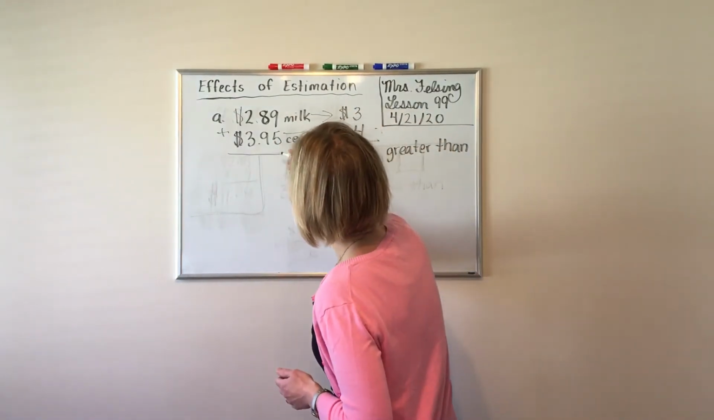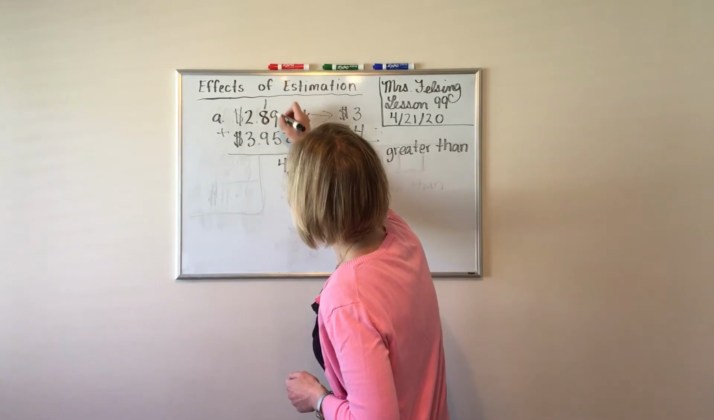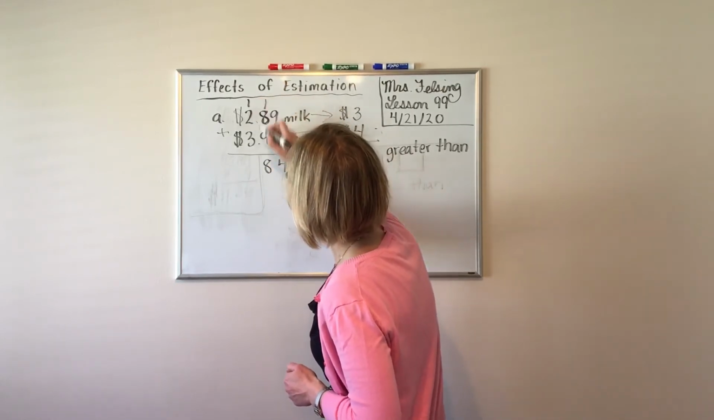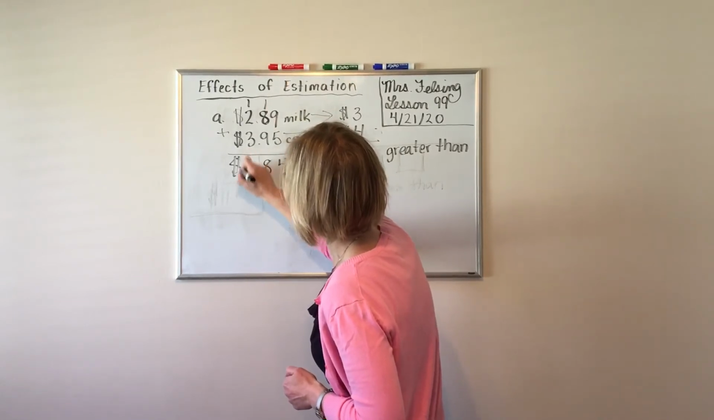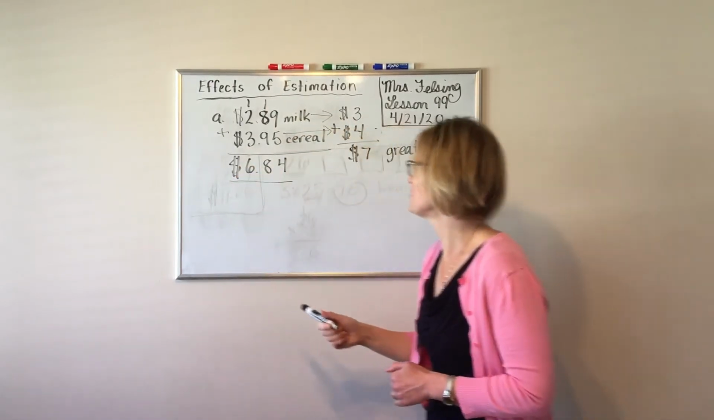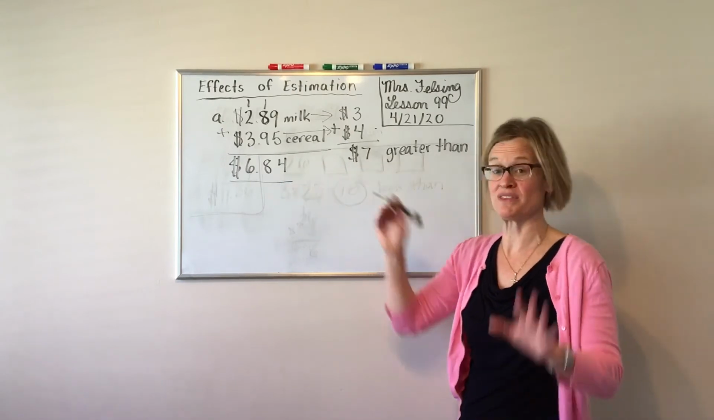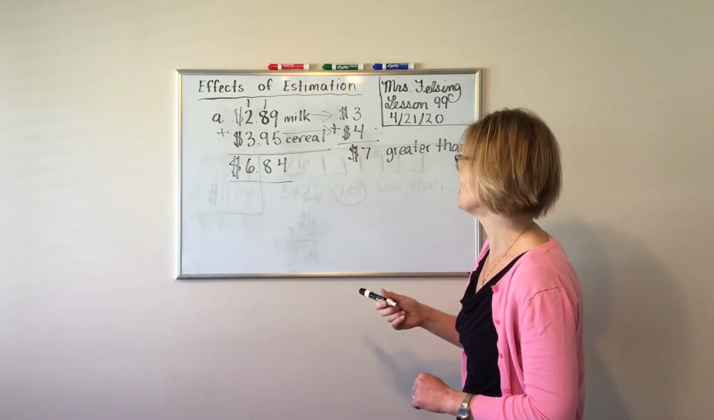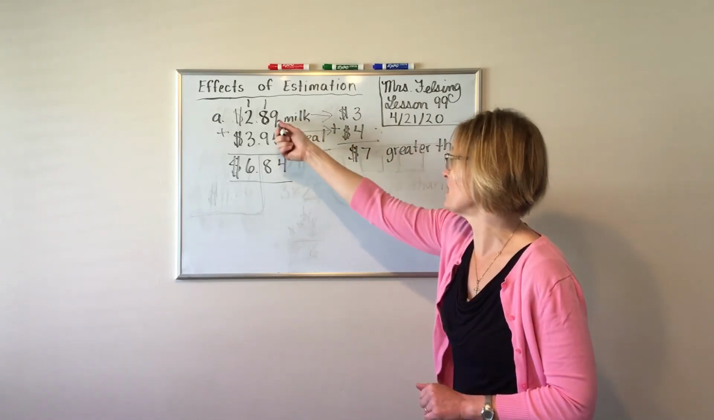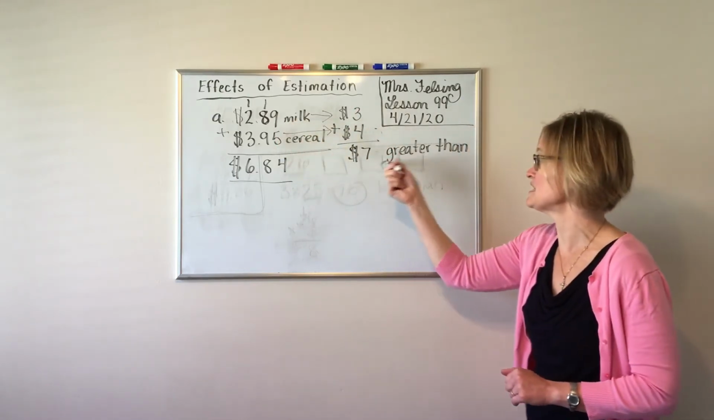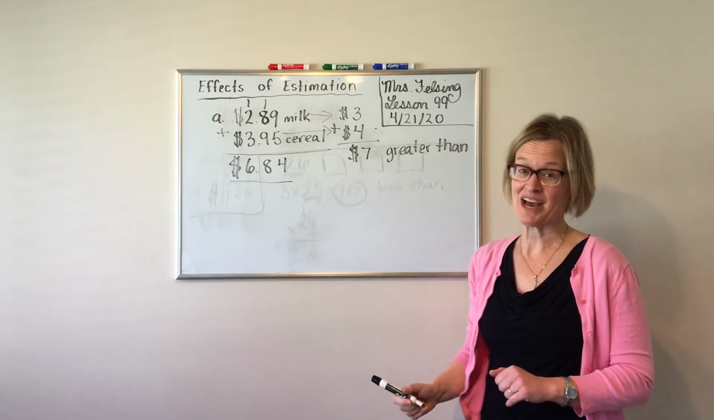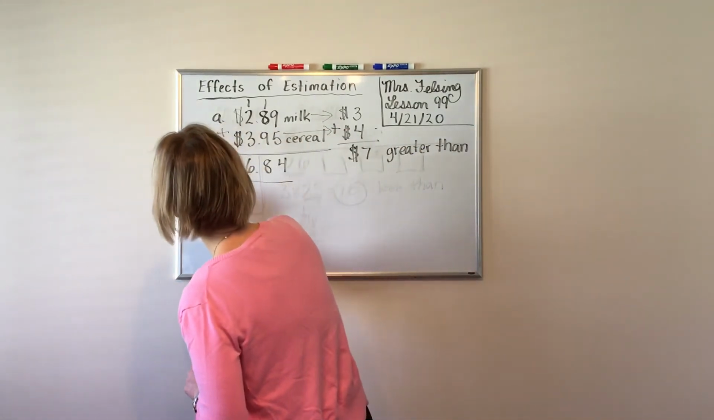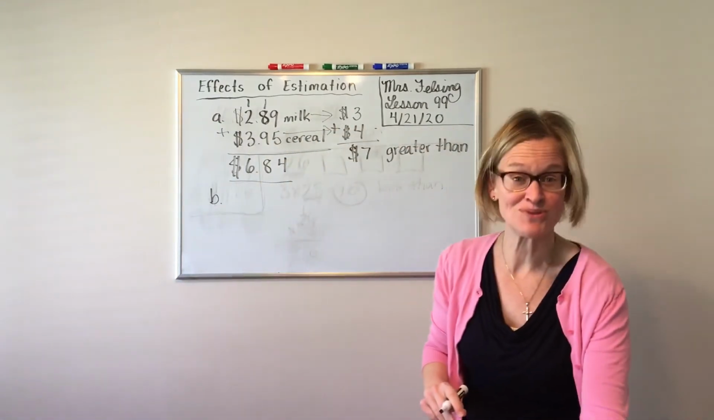So 9 plus 5 is 14. 1 plus 8 is 9. 9 plus 9 is 18. And 6. And here we go. So that is correct. The actual price without tax is $6.84. Estimate is $7. So since these numbers are greater than actual, the estimate is greater than. I hope you understood that one, third grade. All right, let's take a look at letter B, and then I'll leave you to do the assignment.